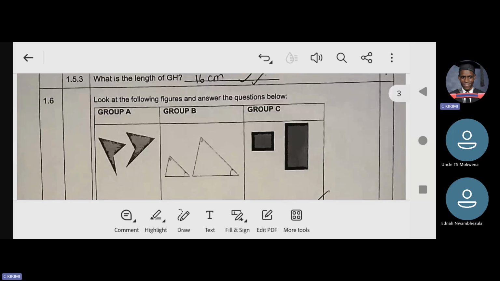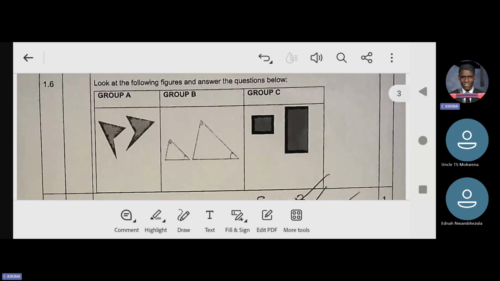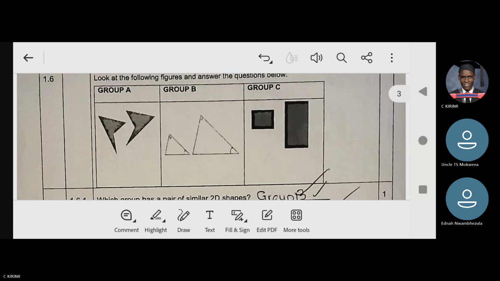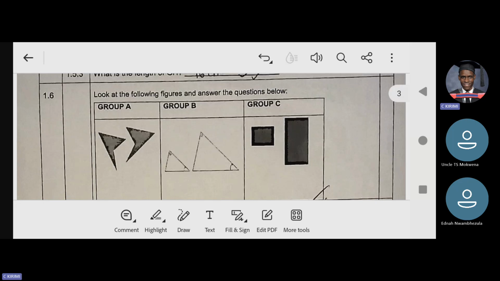Let's go to number 1.6. Here, look at the following figures and answer the questions below. So here, it's a matter of just checking group A, group B, group C. If I ask you which group is showing congruent shapes, which group is showing similar shapes? Which group is showing congruent shapes? A shows congruent shapes. And what did we say about congruency? Congruent means exact same size and same shape.